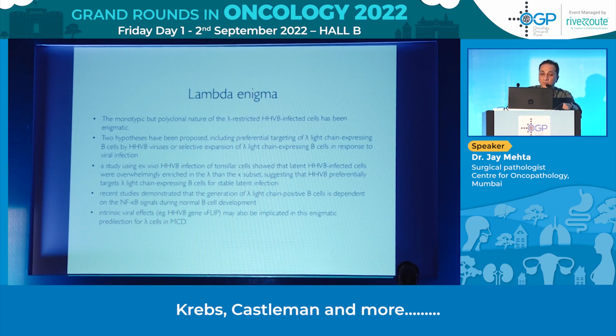Now, recent studies have demonstrated that generation of lambda light chain positive B cells is dependent on NF-kappa B signaling during normal B cell development. Again, that doesn't explain why you get so many more lambda cells than kappa cells. But intrinsic viral effects, viral proteins like FLIP proteins from HHV8, could also be implicated in this enigmatic predilection for lambda cells, particularly in multicentric Castleman disease.